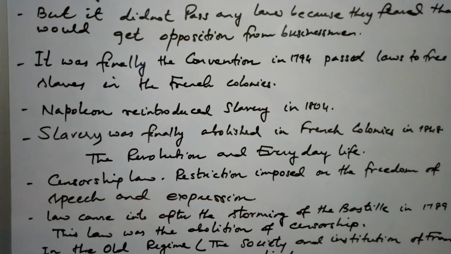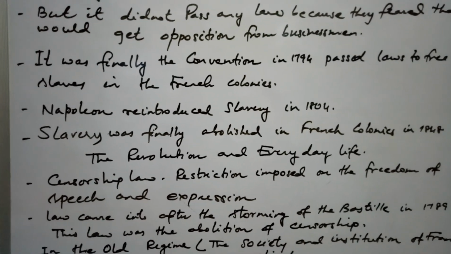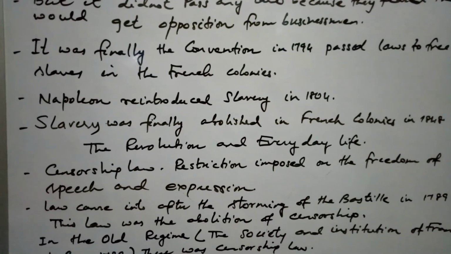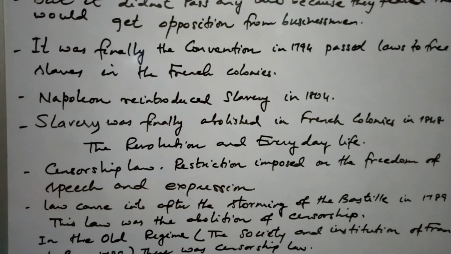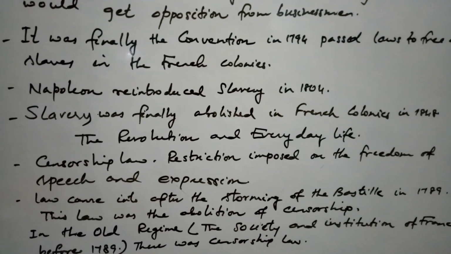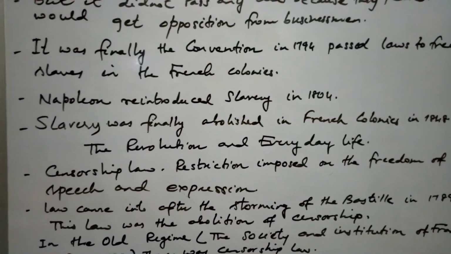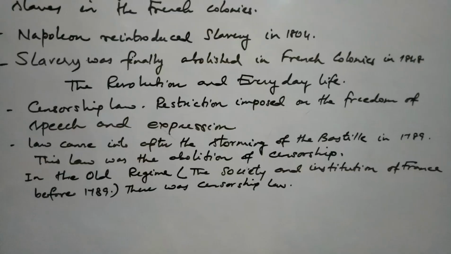And it was in 1794 when the Convention passed a law that slavery would be ended in the French colonies. But Napoleon once again reintroduced slavery in 1804, and slavery was finally abolished in the French colonies in 1848. Thus slavery came to an end.